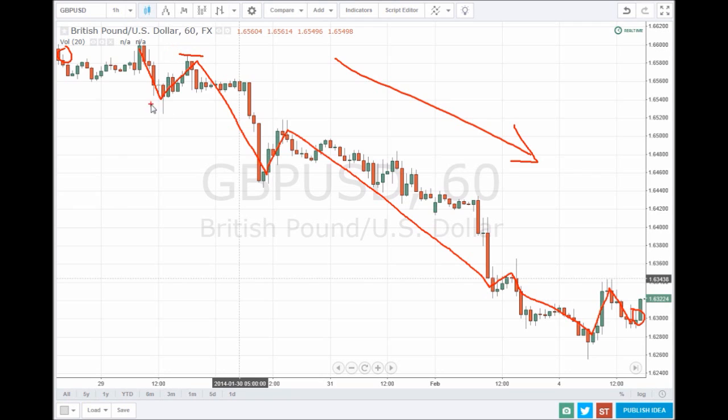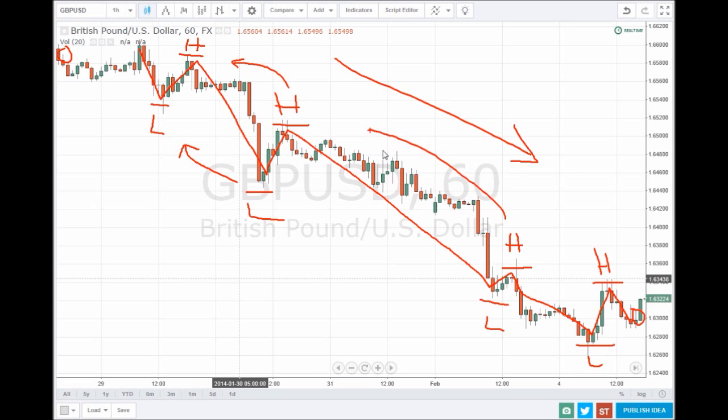Once again, we have a series of highs and lows created by pushes and pullbacks. Here are our highs, and here are our lows. The key characteristic of a downtrend is lower lows and lower highs. Here's our first low, here's our first high. Our second low is lower than our first low. Our second high is lower than our first high. And this continues. Hence we have a downtrend.